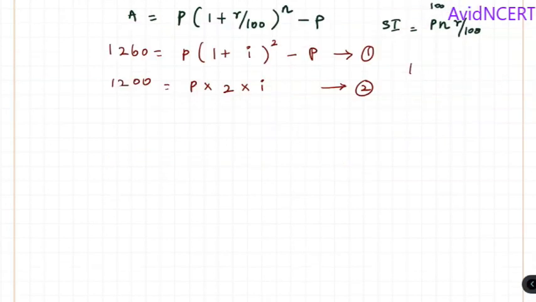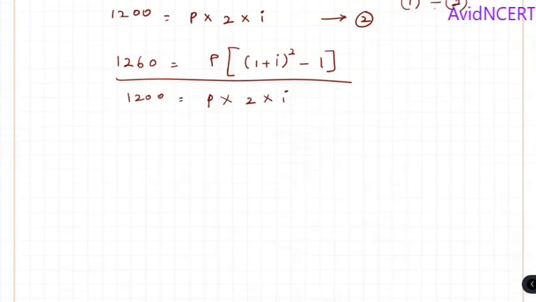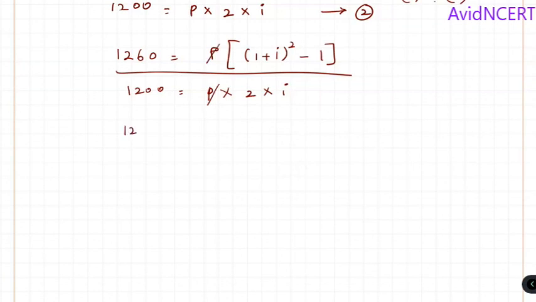Now dividing the first equation by the second equation, we can find the value of the rate of interest. Simplifying the first equation, 1260 equals P, with P taken as common outside, so P into (1 plus I) the whole square minus 1, divided by the second equation, which is 1200 equals P into 2 into I. Now simplifying further, P gets cancelled, and 1260 divided by 1200 can be simplified, which equals (1 plus I) the whole square minus 1, divided by 2I.